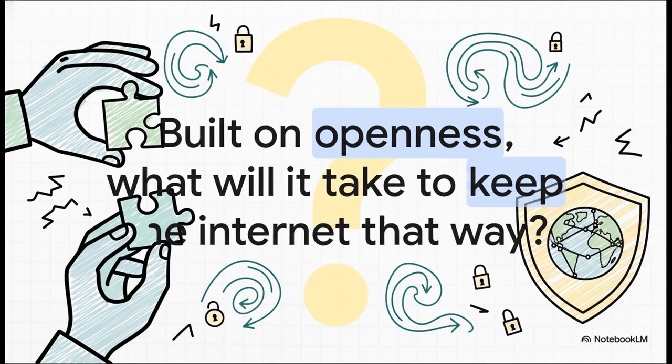So, when you boil it all down, this whole incredible system that connects all of us relies on cooperation. It relies on openness. And that leaves us with a really important question to think about for the future, doesn't it? In a world that's full of competing interests and companies and governments, what's it going to take to protect that core principle? How do we make sure the internet stays that open, collaborative platform for everyone?